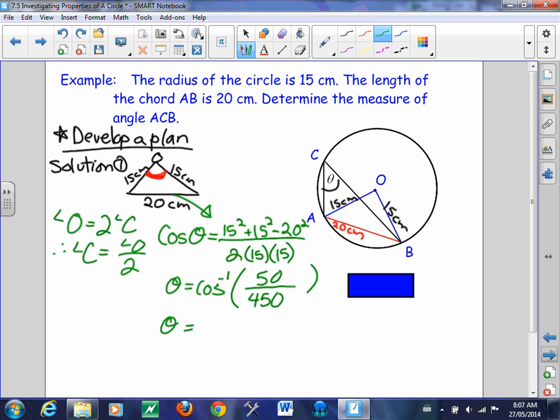So I'm going to get here for angle O. Sorry, my fault, I should have angle O instead of theta. Actually, you're okay with that, folks? I'll just let that be theta for now.